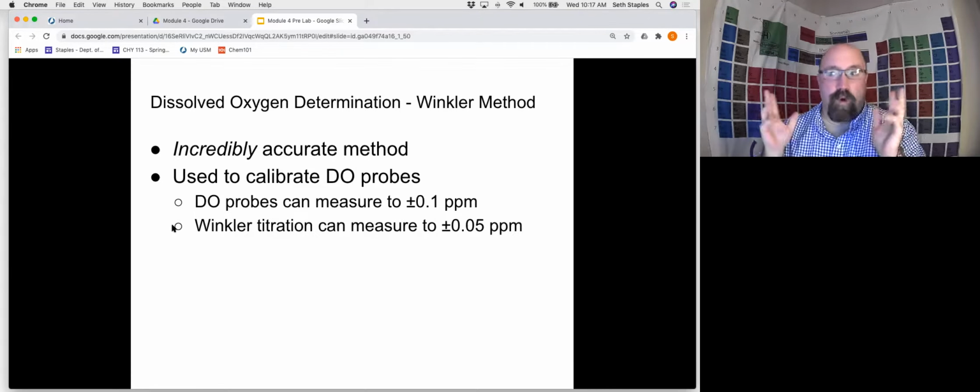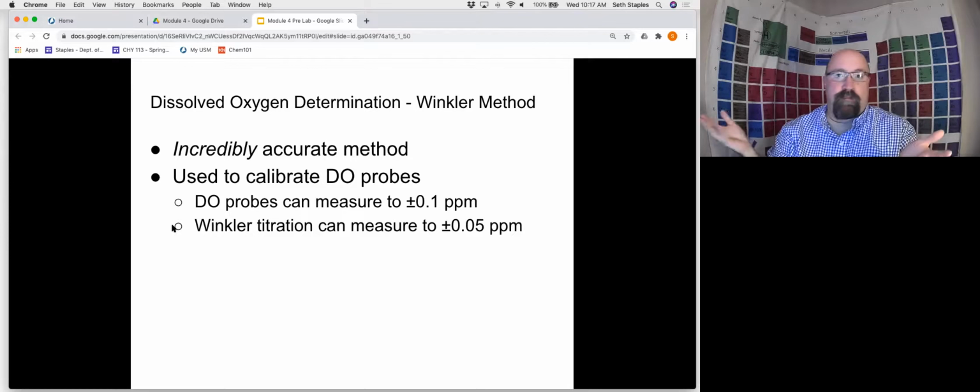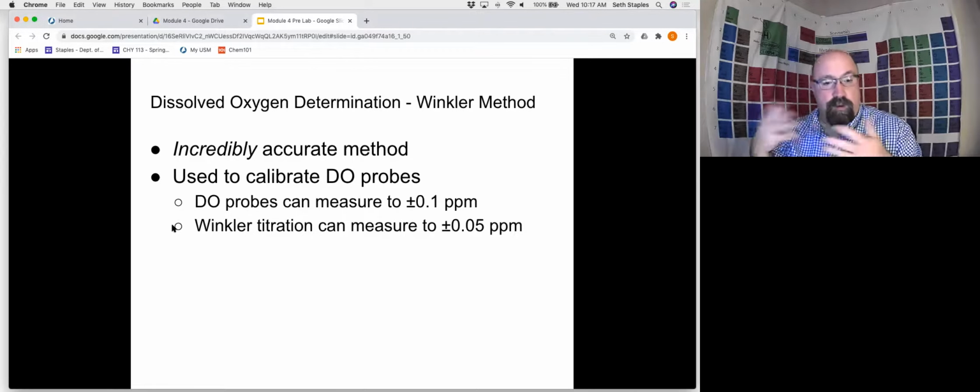Sure, there are, quote, easier ways. We can get dissolved oxygen probes, where we just stick a probe right down into the sample, and it'll read our dissolved oxygen and spit that out onto a computer for us. Simple and easy. This method that we're going to use today, though, is more accurate. This method is actually used to calibrate those probes to make sure that they're working properly. These probes can measure to about 1/10 of a ppm, whereas the Winkler titration can measure down to 5 hundredths of a ppm.